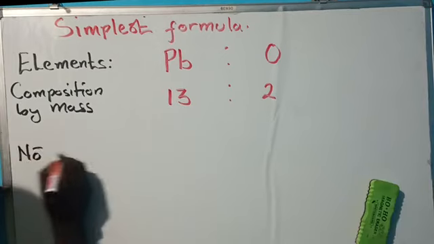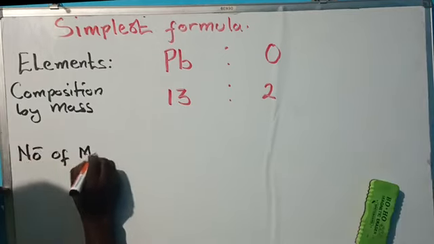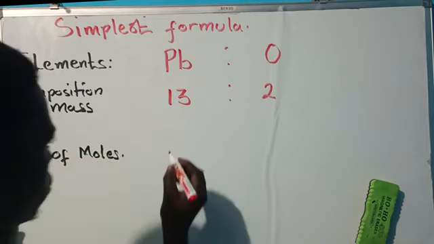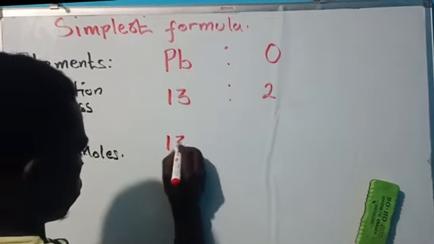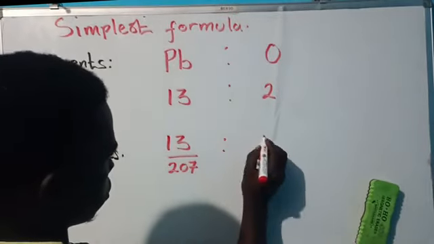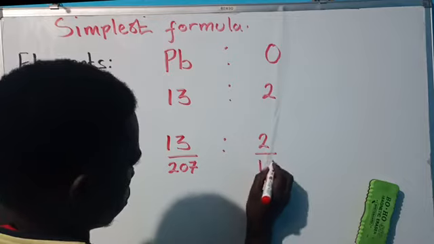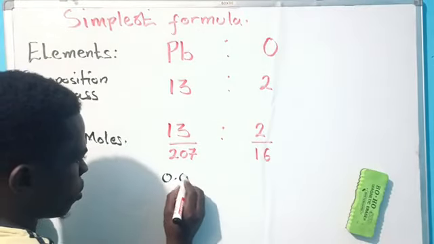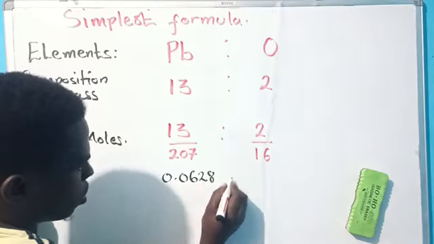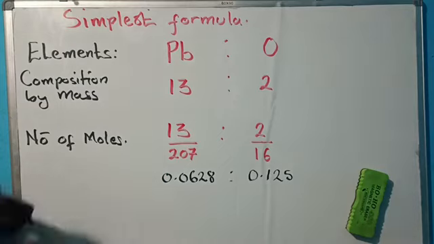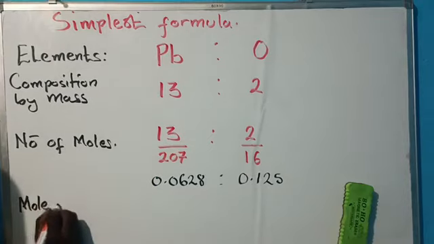Next is the number of moles. How do we determine the number of moles? That is the mass of a substance or element over the RFM or the atomic mass. For lead, it is 13 over 207, and for oxygen it is 2 over 16, giving answers of 0.0628 and 0.125.